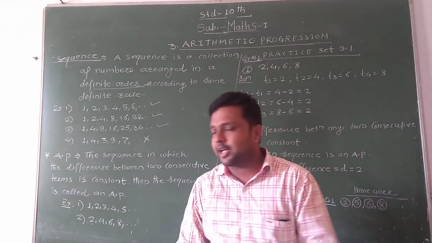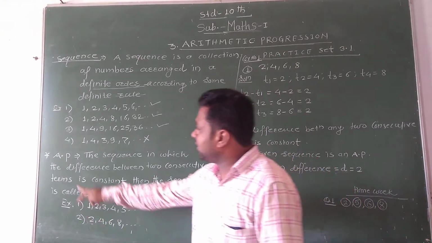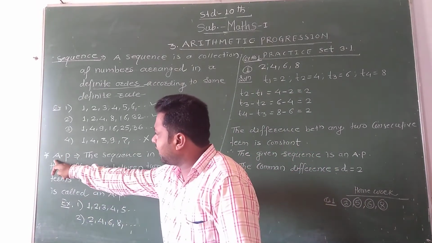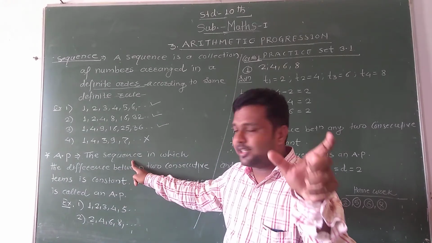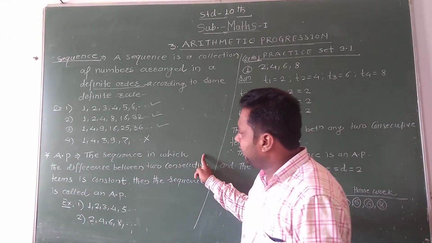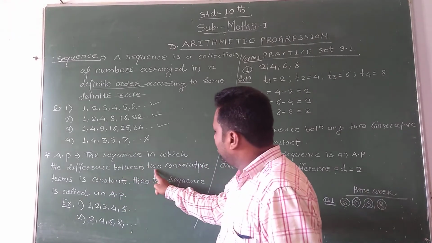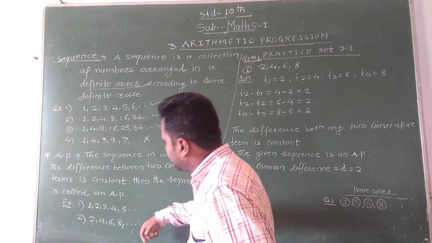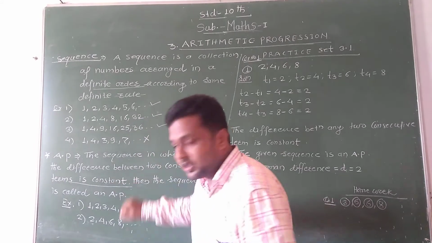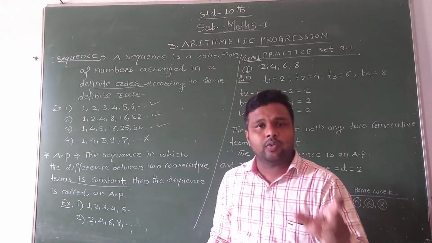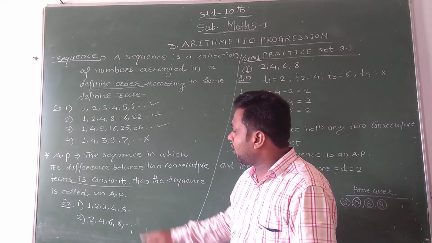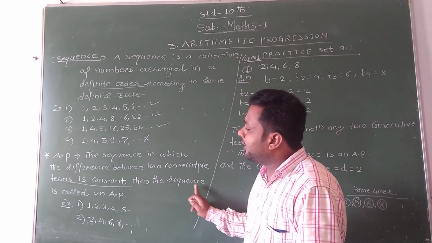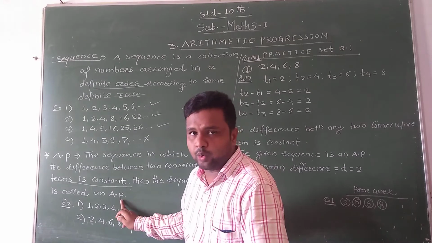Now the next topic is arithmetic progression. This is the name of the lesson, arithmetic progression. Now what is an arithmetic progression? We write it in short as A.P. An arithmetic progression is a sequence in which the difference between two consecutive terms is constant. This is very important. The sequence in which the difference between two consecutive terms is equal or constant is called an arithmetic progression.